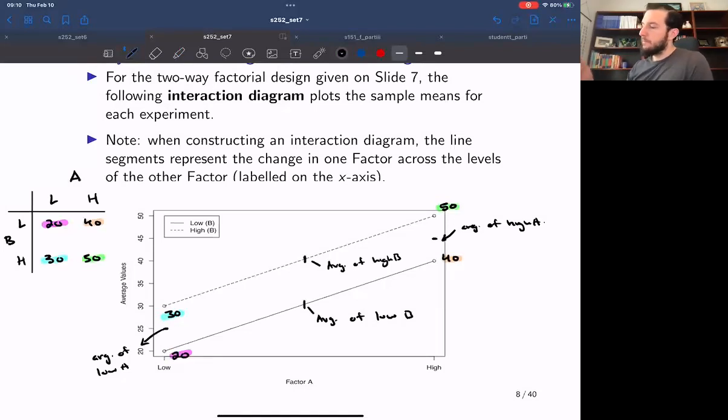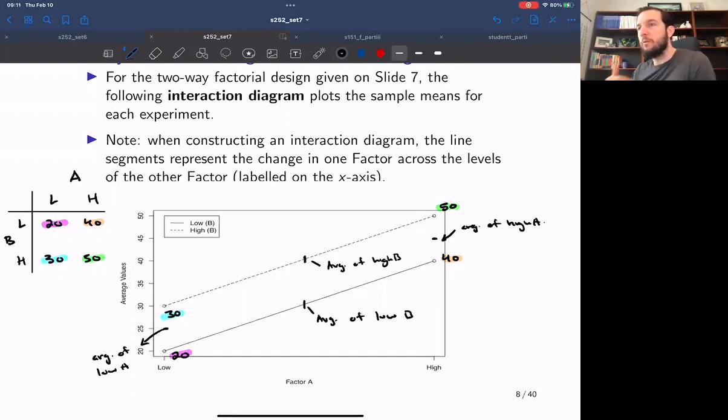Okay, so the purpose here is that now you can see visually what we had already determined mathematically. As we move across the lines, so for example, as we move from low A to high A on the high B line, we get bigger. As we move from low A to high A on the low B line, we get bigger. As we move from low B to high B at high factor A, we get bigger. As we move from low B to high B at a low factor A, we get bigger. And the averages for those effects, so the average of low B is less than the average of high B, and the average of low A is less than the average of high A. So everything is moving in the same direction.